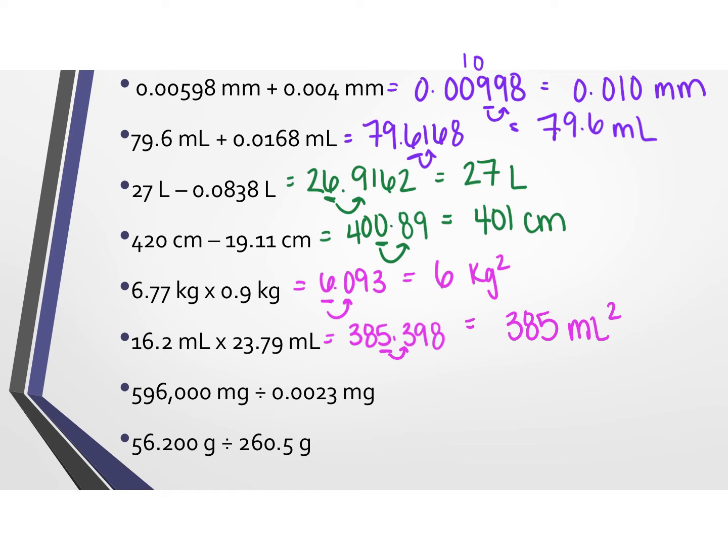All right, and then finally we're going to divide. What is 596,000 divided by 0.0023? Someone can just read me the numbers because it's a large number. Who's got the number? Someone type it in and then just read the numbers.